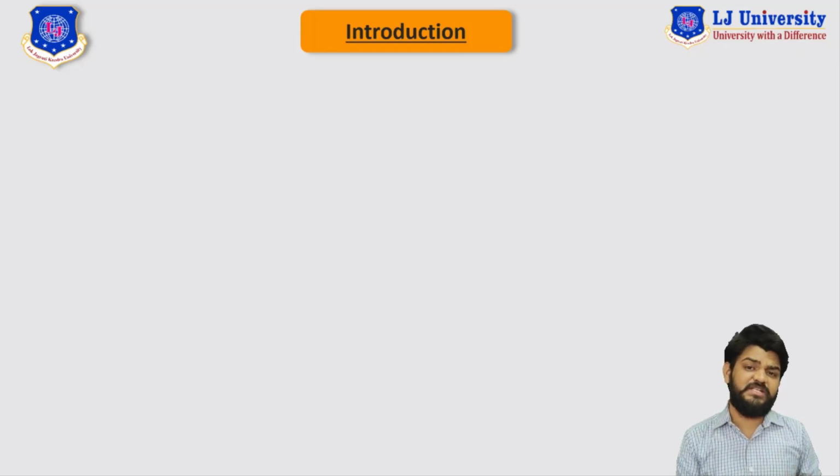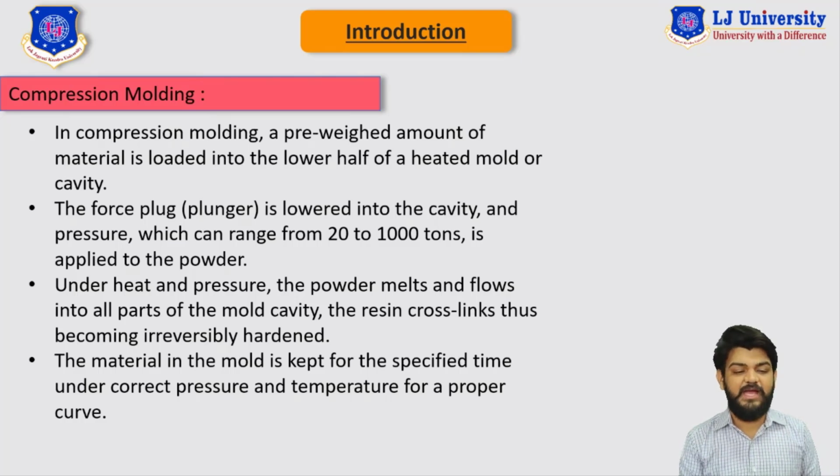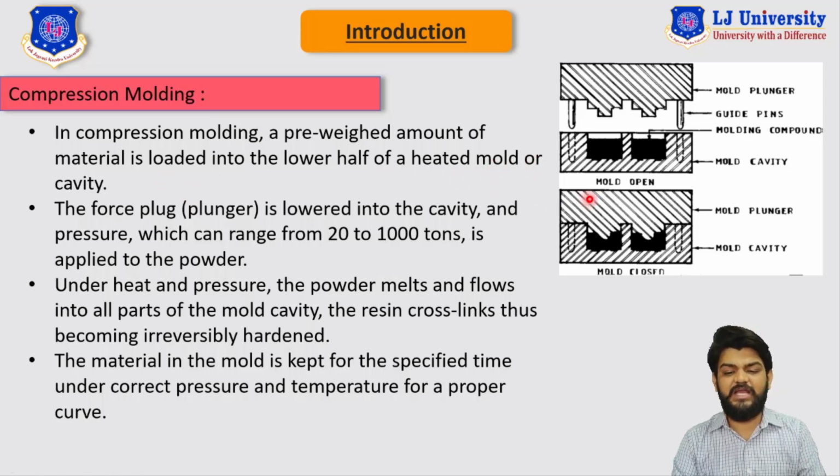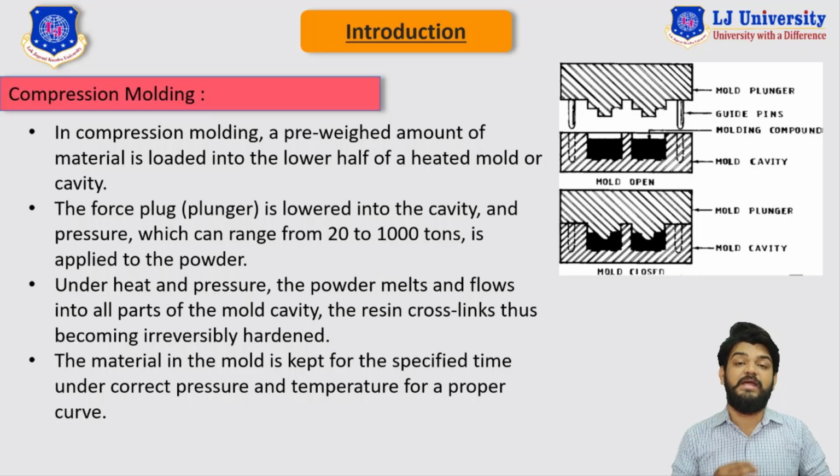Now let's further discuss some points about compression molding. As you can see here, in compression molding, a pre-weighed amount of the material is loaded into the lower half of the heated mold or the cavity. So in this particular image, you can see that we are initially injecting the molten form of the polymer like this, right? So this is the molten form of the polymer, and on top of it we are inserting our mold, which has the desired shape of the polymer. And on application of heat and temperature, this molten polymer takes the desired shape of the polymer that we want to produce.